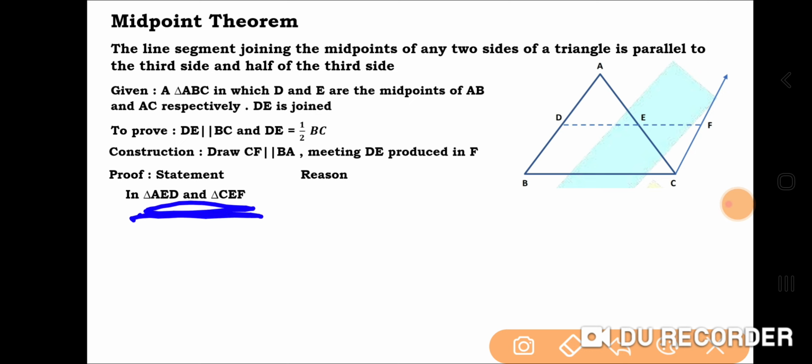Let us see the next step. That is, AE is equal to CE. Why? Because we have considered that E is a midpoint. If E is a midpoint, then AE must be equal to CE, because it is already given. So that is the reason given. And let us see the next thing.